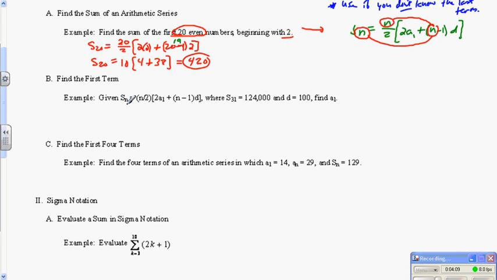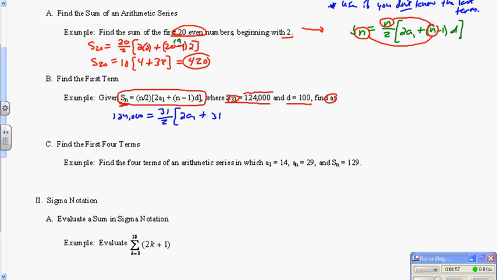Find the first term. Okay, so given this statement, where S of 31 is this, and d is this, find the first term. So they tell us that the sum of 31 terms is this. So we're going to put down 124,000 equals, there's 31 terms, we don't know a sub 1, and we know the difference. Again, one variable, so we can do it.